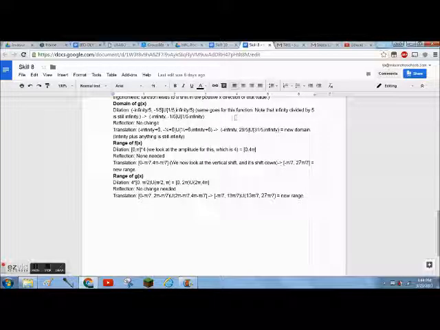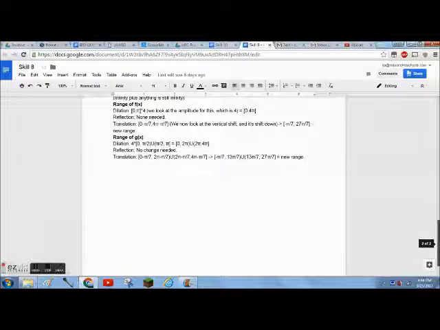Dilation still works. And note that infinity divided by 5 is still infinity. So it's just negative infinity to negative 1/5 inclusive and 1/5 inclusive to infinity. The reflection has no change. The translation, just like the other one, is right 6. You do the same thing because it's the same numbers within the parentheses. And that leads us to our new domain. Note that infinity plus anything is still infinity.